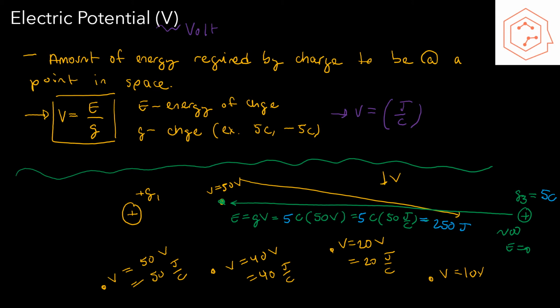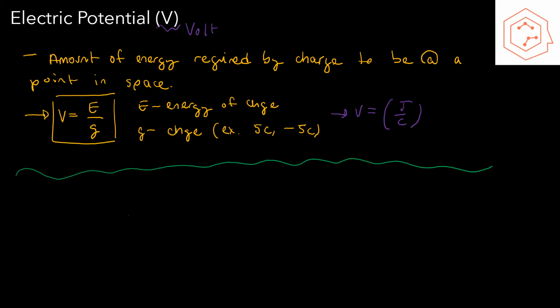Let's say Q3 was instead a negative charge, and it was negative 3 coulombs. Then to bring Q3 to this same point in space of 50 volts, I need negative 150 joules of energy. So in other words, I don't even need to put in any energy to bring Q3 to Q1. It will go by itself.